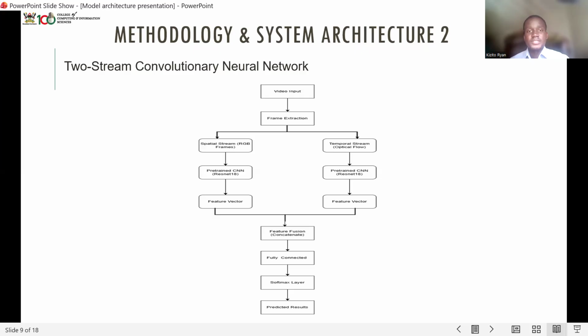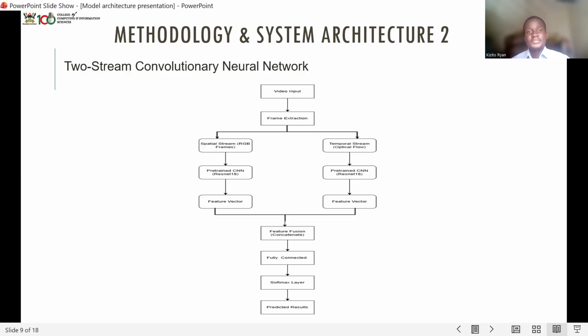After each of these are extracted, we still run them through the pre-trained CNN. Even for this one, we used a ResNet-18. Each of these streams will use that pre-trained CNN to extract important visual features according to its primary purpose. When it goes through this CNN, it will transform those raw images into feature vectors that represent meaningful patterns.